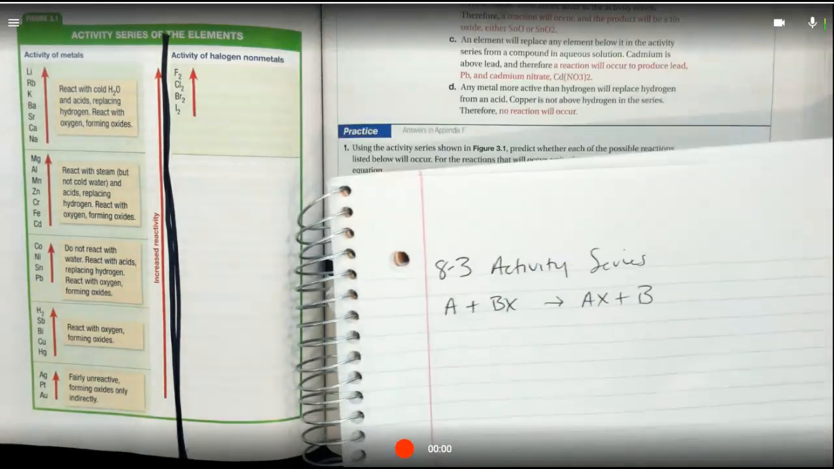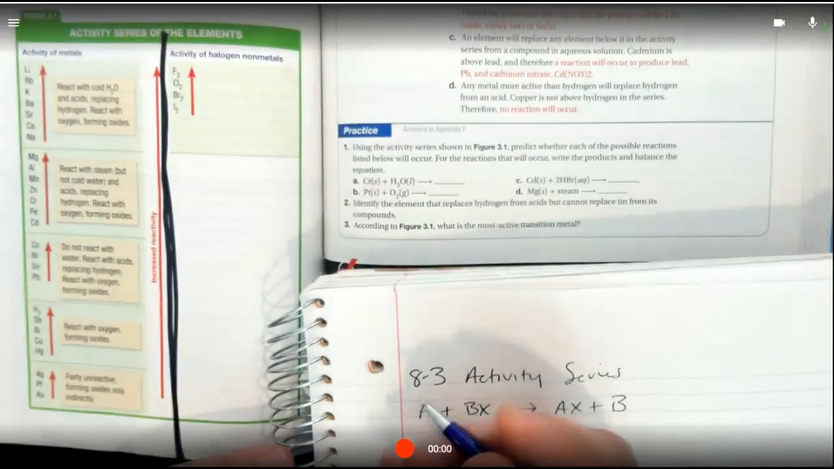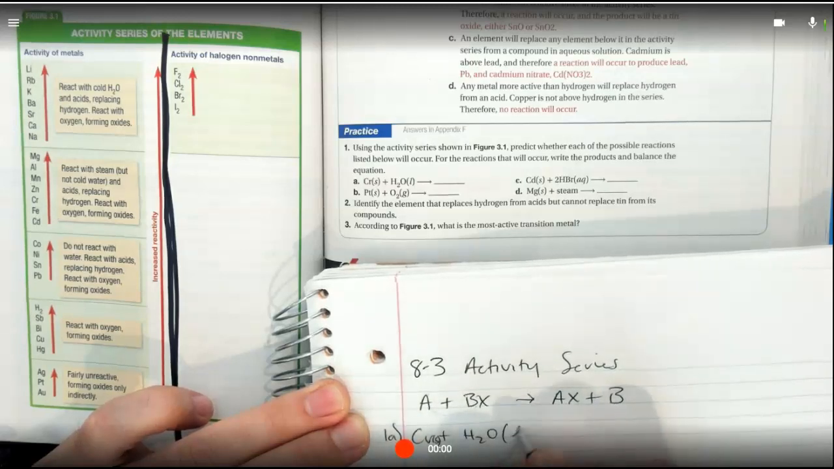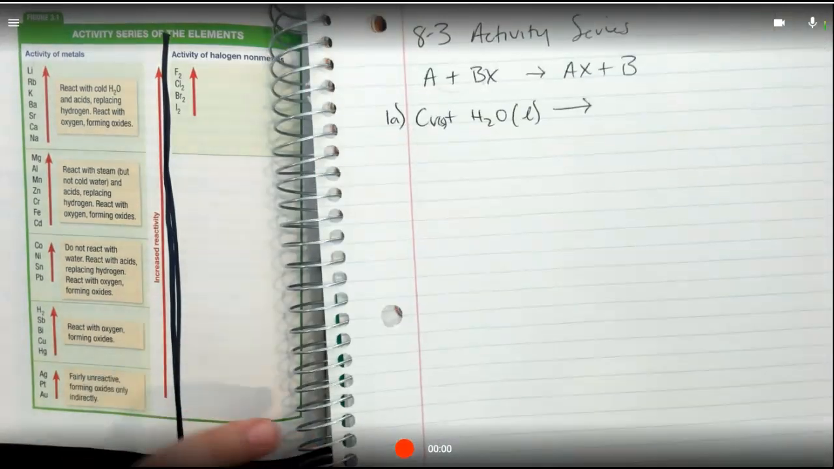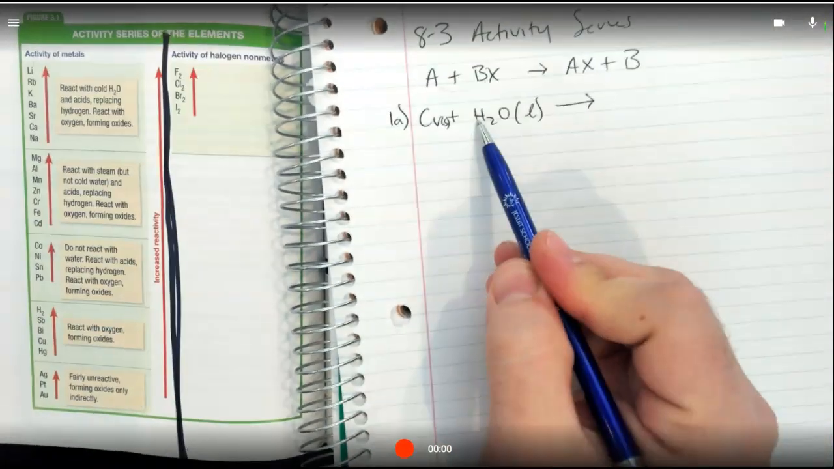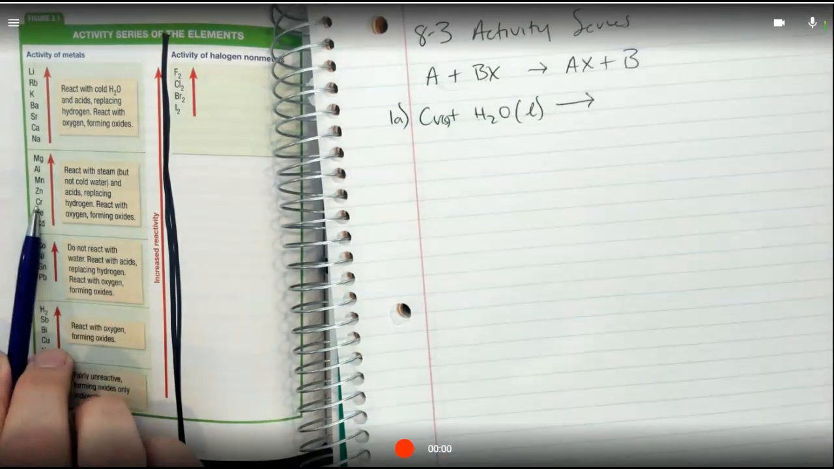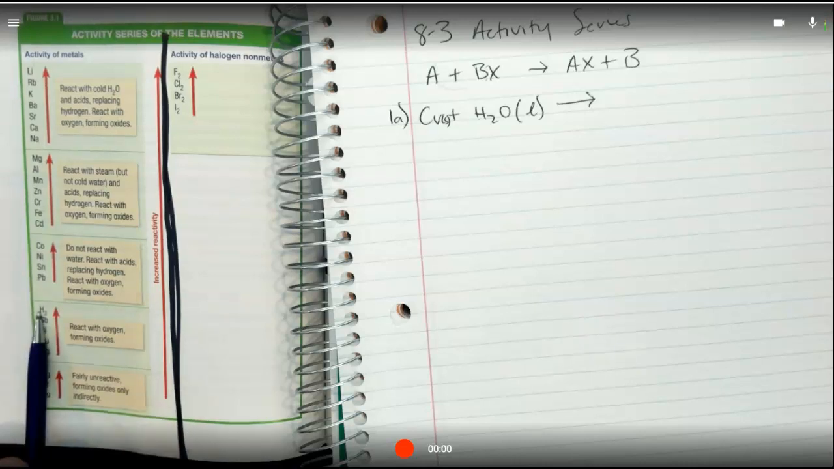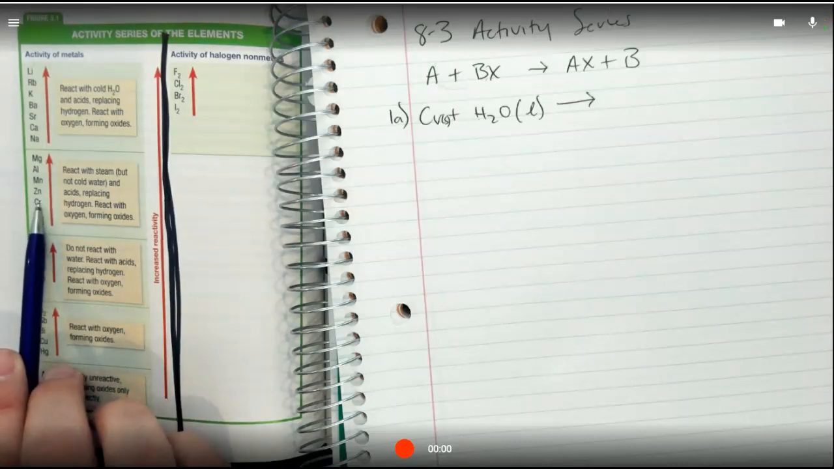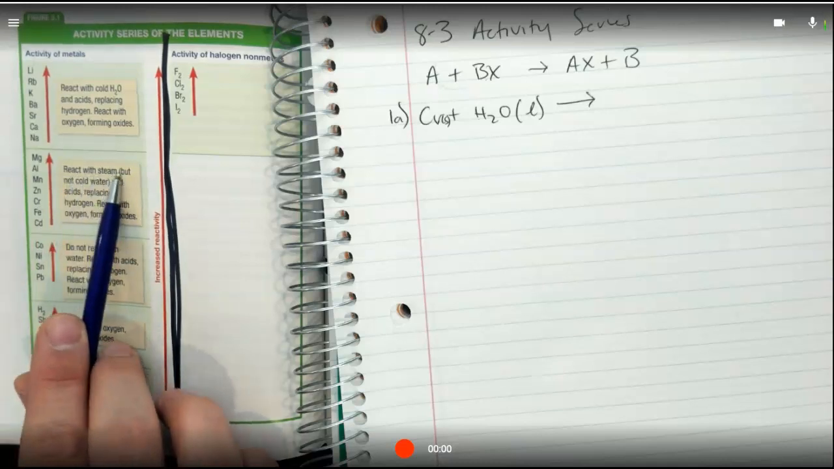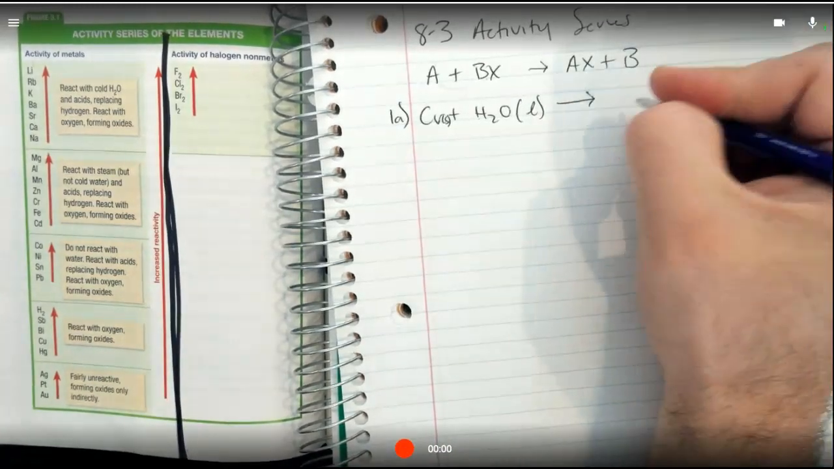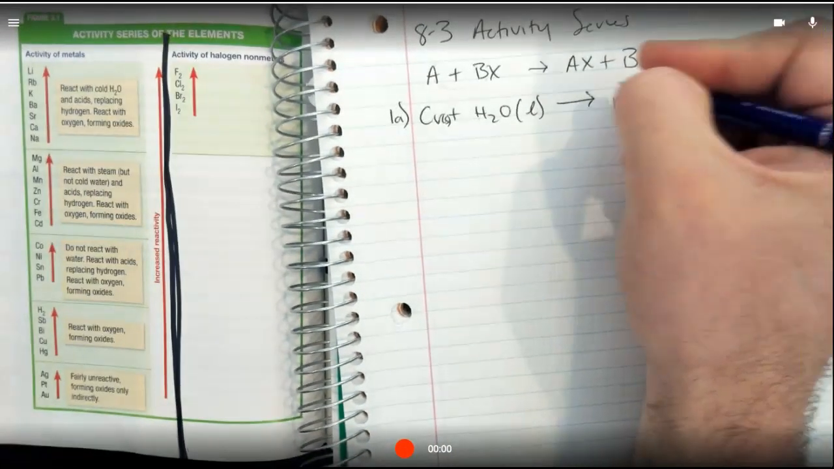So if we take a look at a couple examples on page 273, we've got 1A. So we have chromium as a solid plus water as a liquid. So chromium is trying to replace the hydrogen of water. So we find chromium on our activity series. Here it is. Chromium is above hydrogen, but we're told that it reacts with steam but not cold water. So because water is a liquid in this case, we're going to have no reaction.